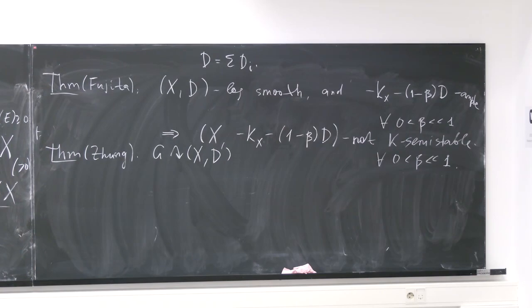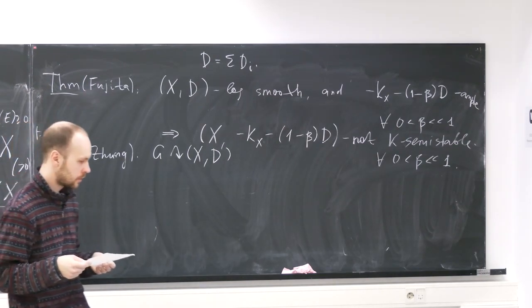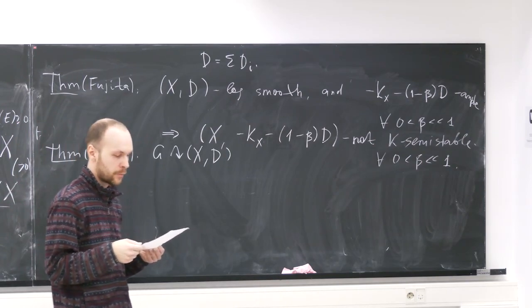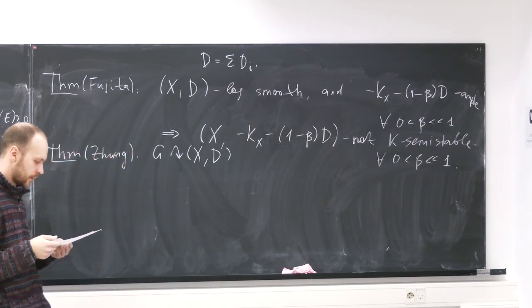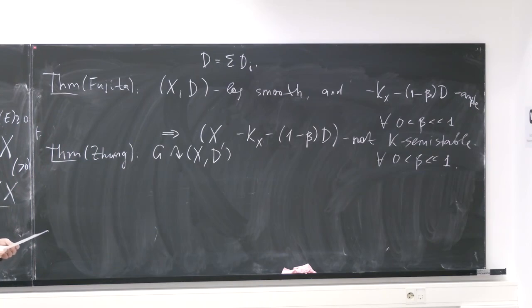One numerical condition. I think minus K minus D should be big. Yeah, I'm not sure. Okay, let's discuss it later.